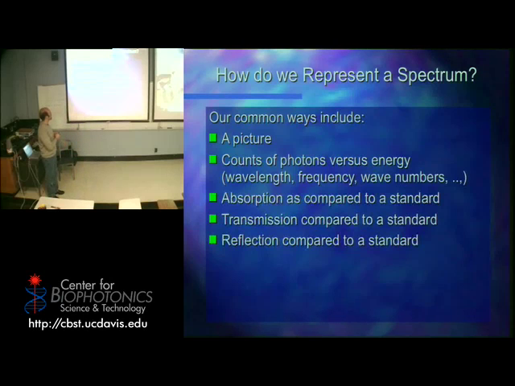Common ways to represent a spectrum are with a picture, counts of photons versus energy, and this is the one that you're going to be seeing the most. Absorption as compared to a standard, transmission compared to a standard, or reflection compared to a standard. By a standard I mean, if pure white reflects this much light and of these energies, what does my red cloth reflect? That's comparing it to a standard. If my water absorbs this much light, how much does my beer absorb? The standard was water. I wanted to see the difference between water and beer in the way that they absorbed light.